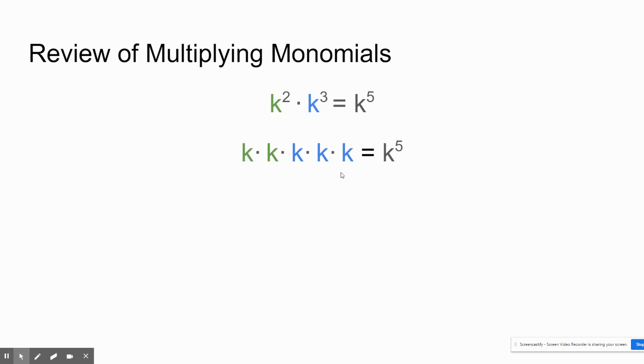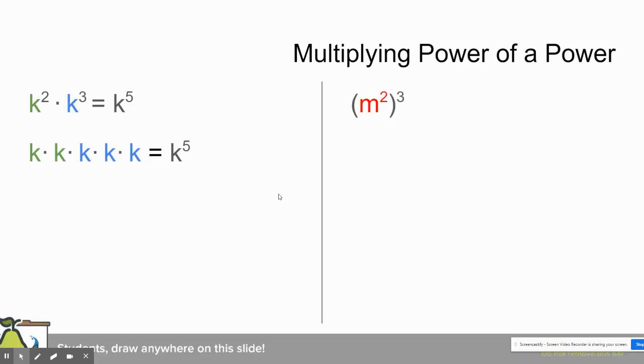We don't put the 1 there. The 1 is assumed. If there's no number there, it's assumed it's a 1. So there are 3 blue k's, that'd be k to the third. And when you get done, it'd be k to the fifth, which is k to the 2 plus 3, which is k to the fifth. Okay.